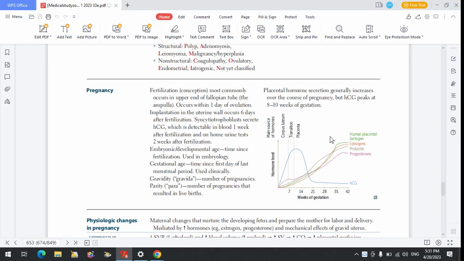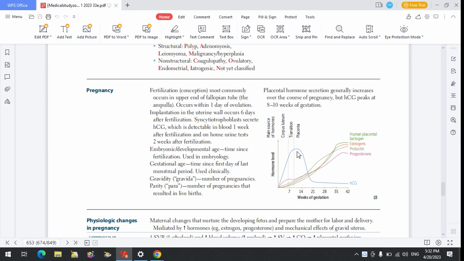So after about the 14th week, when does it peak? Around the 12th week or so, right? 8 to 10. So HCG peaks at 8 to 10 weeks, and then it starts to decline afterwards, and declines till the end of pregnancy.